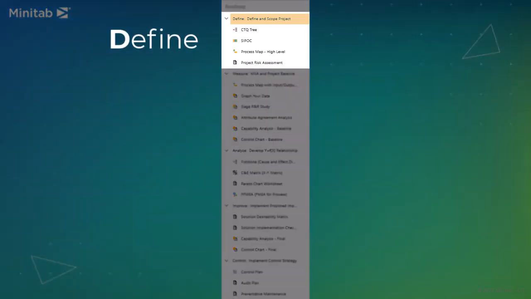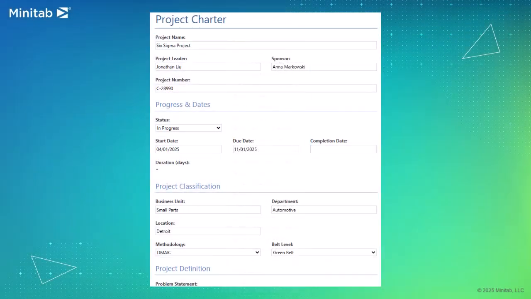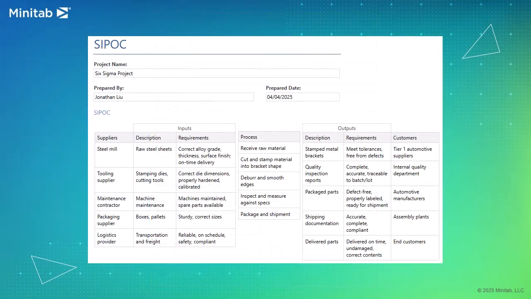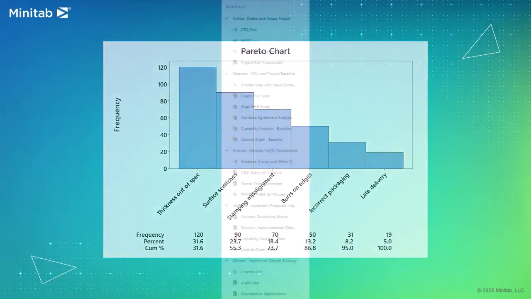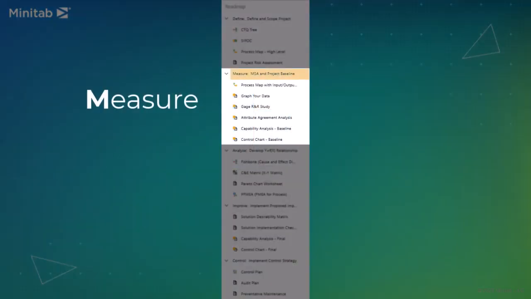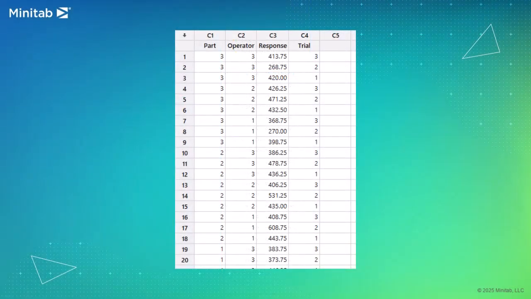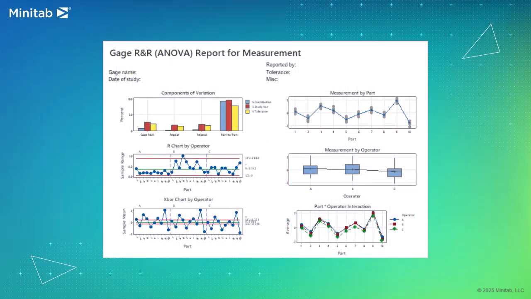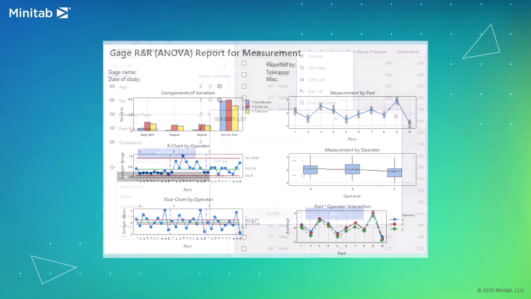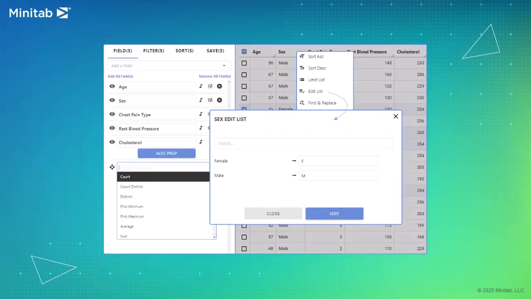In the Define phase, start by clearly defining your project scope with a project charter, SIPOC diagram, and Pareto charts. In the Measure phase, focus your efforts on collecting accurate data. Use process maps to understand your process and create plans for data collection. Then, use gauge studies to validate your measurements and Minitab Connect to automate your data flows.